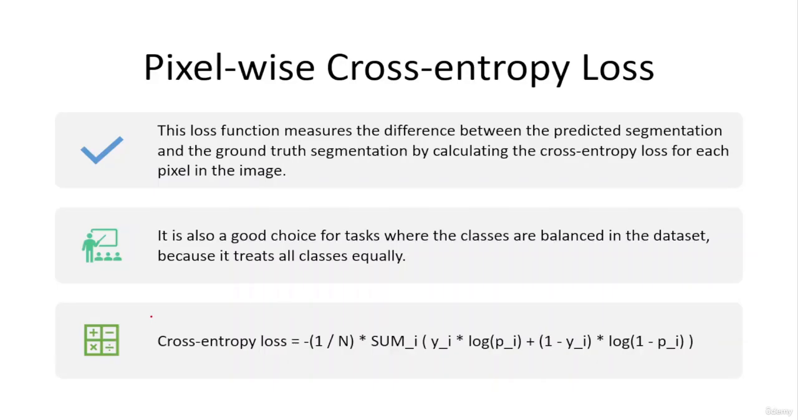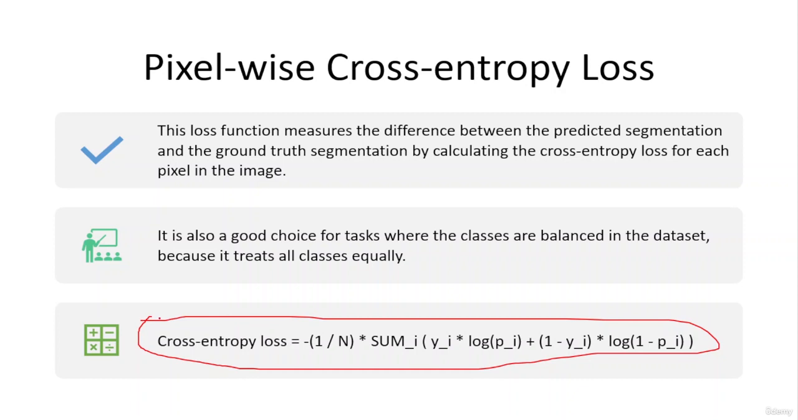Pixel-wise cross entropy loss is a loss function that is also commonly used in training of semantic segmentation models. It measures the difference between the predicted segmentation and the ground truth segmentation by calculating the cross entropy loss for each pixel in the image. The cross entropy loss is defined in this formula. Here you can see the formula of the cross entropy loss. In this formula, n is the total number of pixels in the image, yi is the ground truth label for the ith pixel, and pi is the predicted probability of the ith pixel belonging to the positive class.